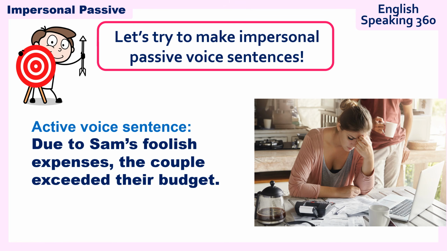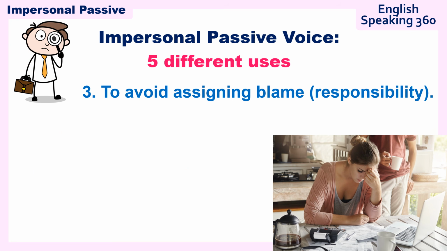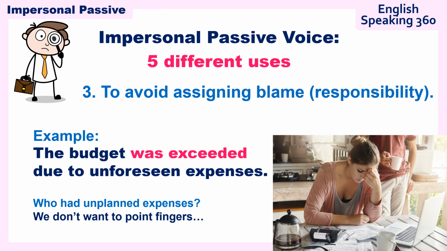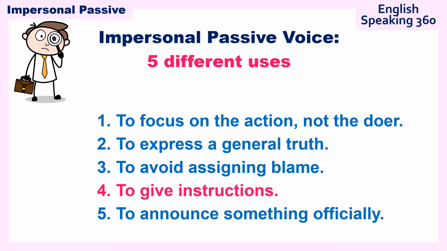Here's another example. Due to Sam's foolish expenses, the couple exceeded their budget. Okay, so what would be the impersonal passive voice? It would be this one here. The budget was exceeded due to unforeseen expenses, for example. Who had unplanned expenses? We know who it is, but we don't want to point fingers, so we don't want to mention Sam at all. We just focus on the budget being exceeded.